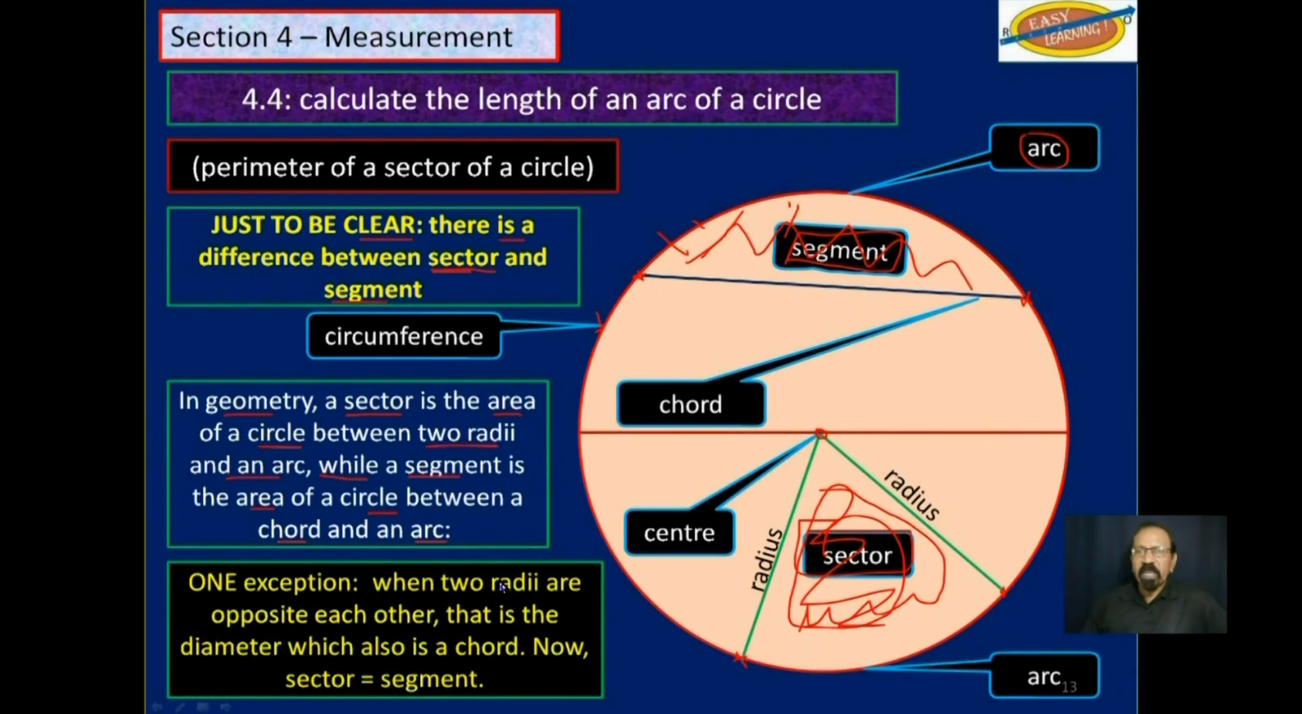There is a special case where if you draw the two radii opposite each other, then, like we have here with this red line, that now forms a diameter. It is also a chord, because a chord is a line that joins two points on a circumference. So this is an exception. In this case, a sector is now the same as a segment. But that's an exception.